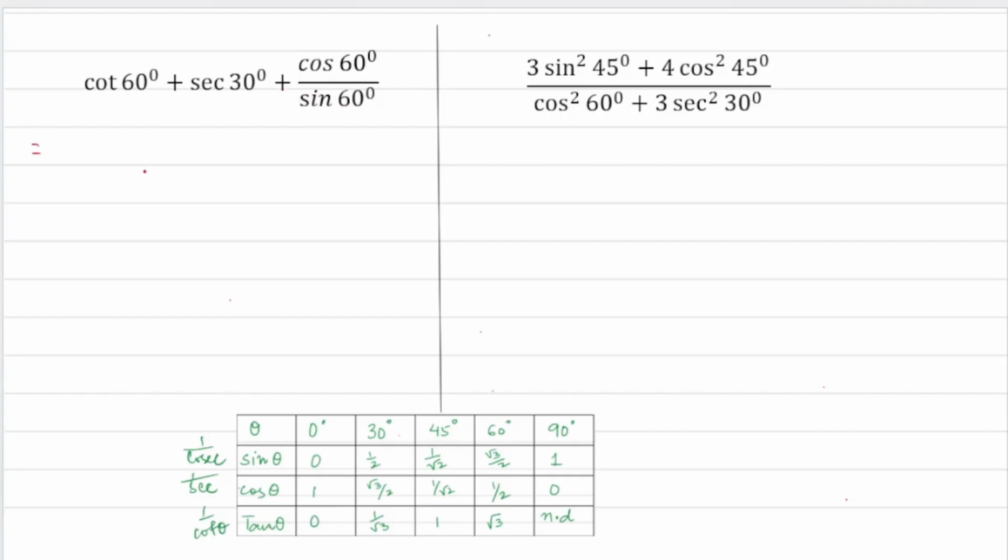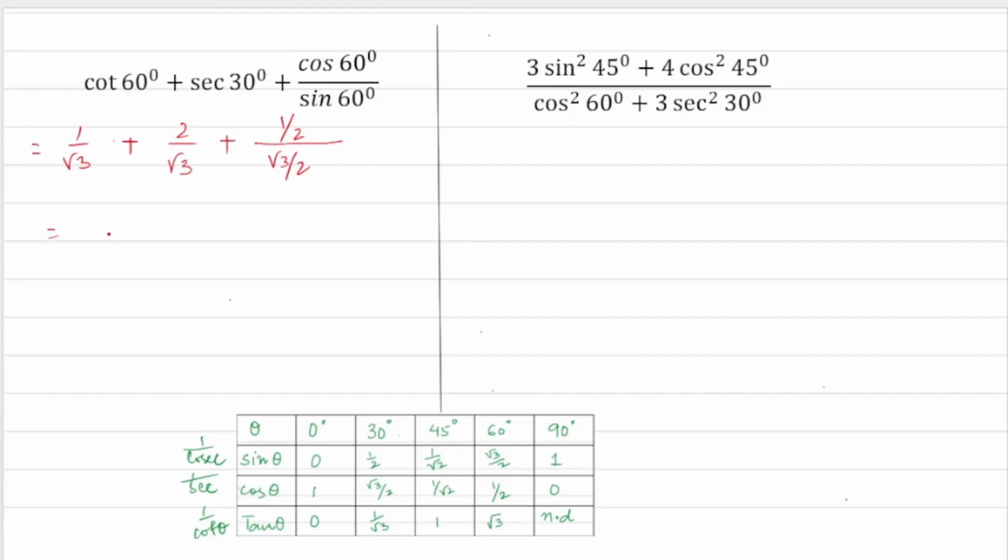All right, let's put the values. Cot 60. So tan and cot are reciprocal. So what is tan 60? Root 3. So cot 60 will just be 1 over root 3 plus secant 30. Secant and cos are reciprocal. So if cos 30 is root 3 over 2, secant 30 will be the reciprocal of that, and that's 2 over root 3 plus, this is my expression, cos 60. What is cos 60? It's 1 over 2. And what is sine 60? Sine 60 is root 3 over 2.